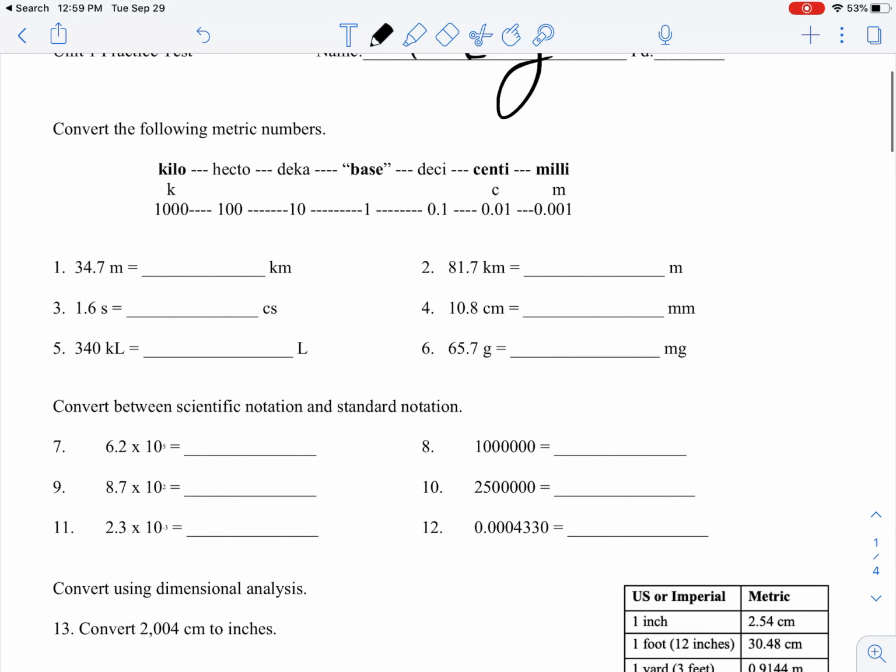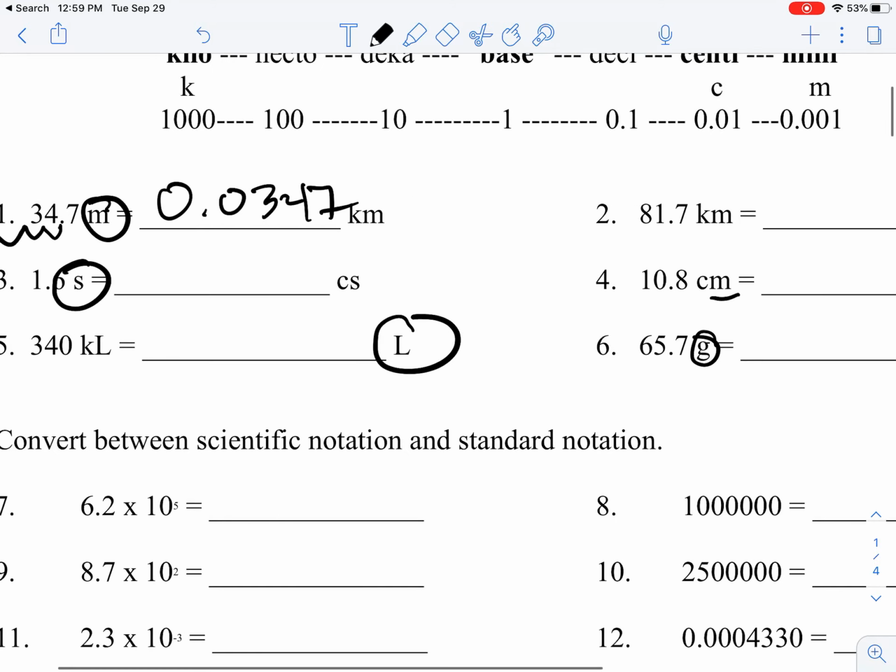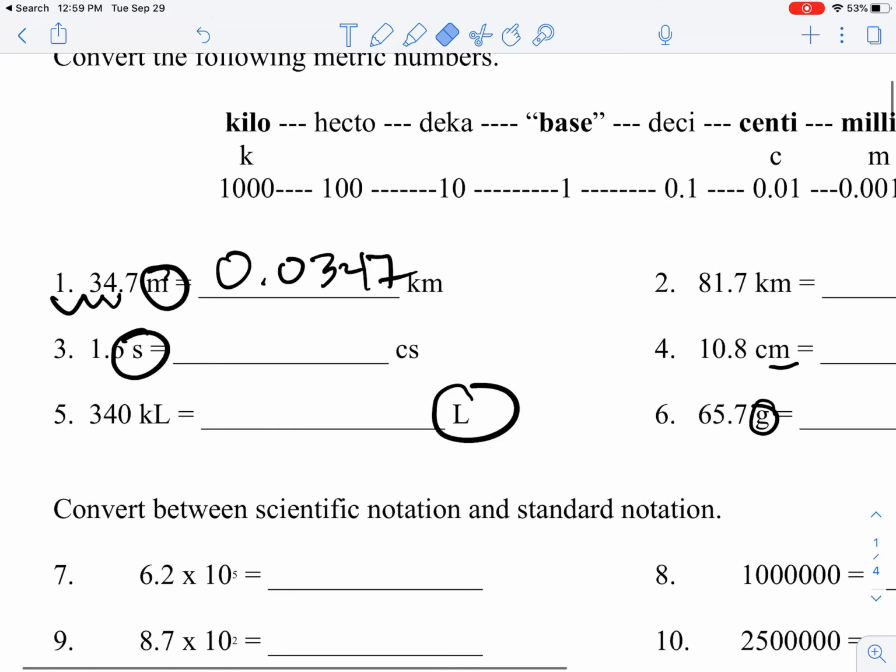So first one, we got metric conversions. I'm going from meters, which is a base unit, so is seconds, so is liters. I got meters, meters again in that case, and grams. So those are my base units. Remember, that's in the center. So I'm going here from meters to kilometers, which means I'm moving 1, 2, 3 spots left. So let's undo that. I'm moving 1, 2, 3 spots left. This gives me 0.0347 kilometers.